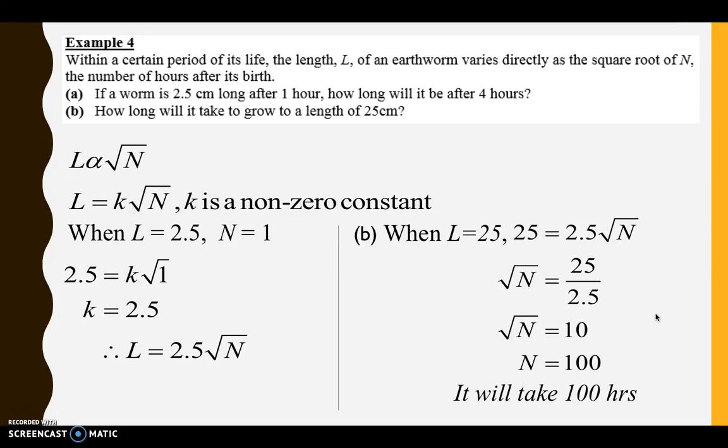Alright, so based on these four examples, I hope that this has given you an idea of how direct proportion can possibly work. Please take some time to digest this, and afterwards, please complete the practice questions and assignment 1.